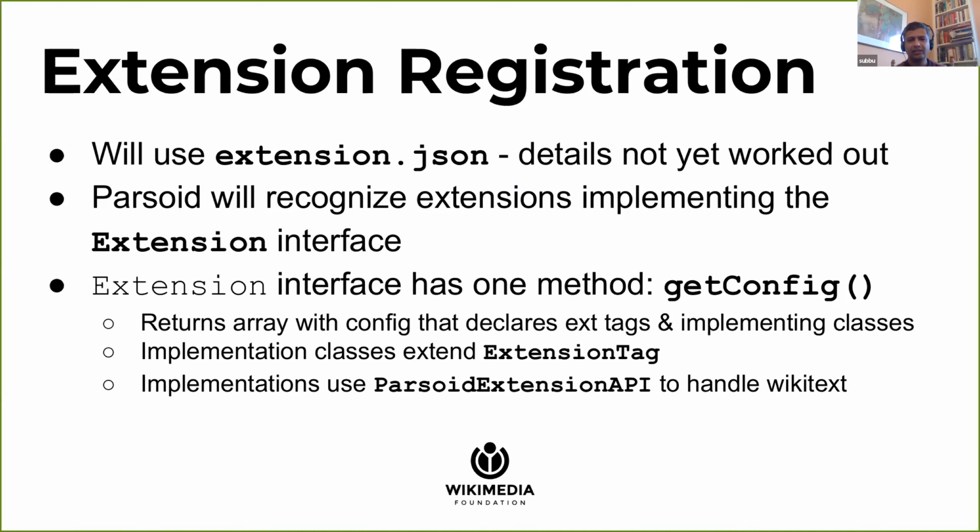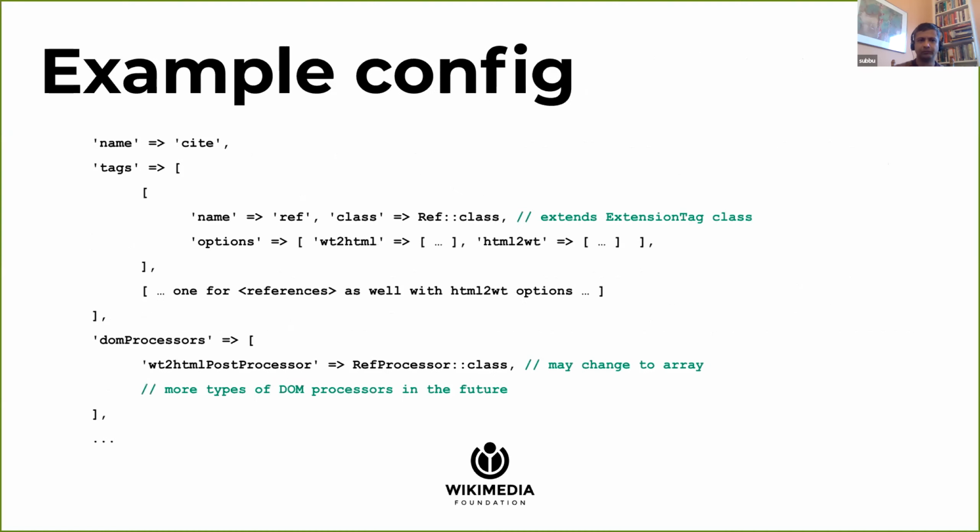And as I said, the registration is through the extension JSON mechanism. Parsoid will recognize extensions that implement the extension interface. This extension interface is defined in the Parsoid namespace, and currently has only one method, getConfig. So let's look at an example.